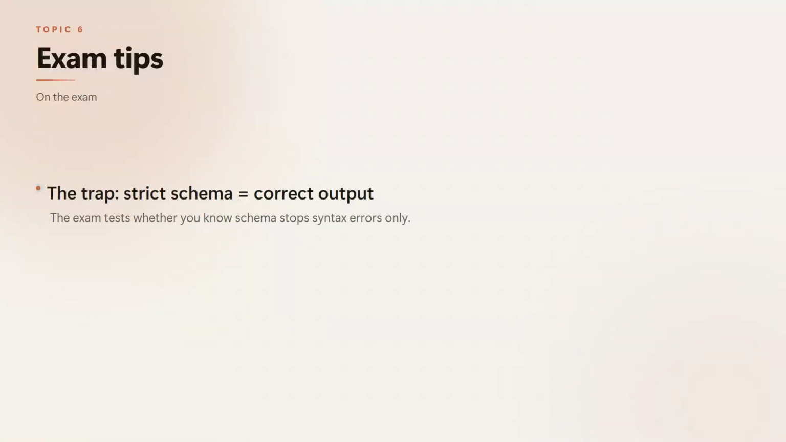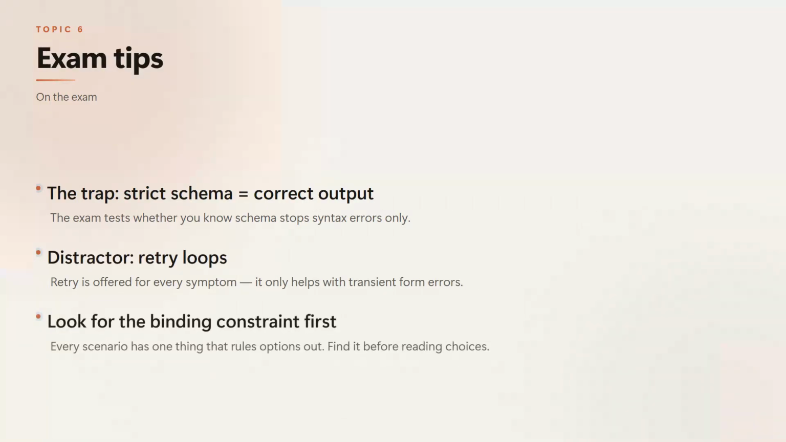This part is testcraft. The exam will offer retry loops as a fix for nearly every symptom. They are the most common distractor. Remember, retry helps with form, never with absence. The trap is believing a strict schema makes the output correct. The exam tests whether you know it only eliminates malformed JSON. Always find the binding constraint first, the one thing that rules options out, before you read any answer choices. That discipline alone will carry you through the extraction scenario.